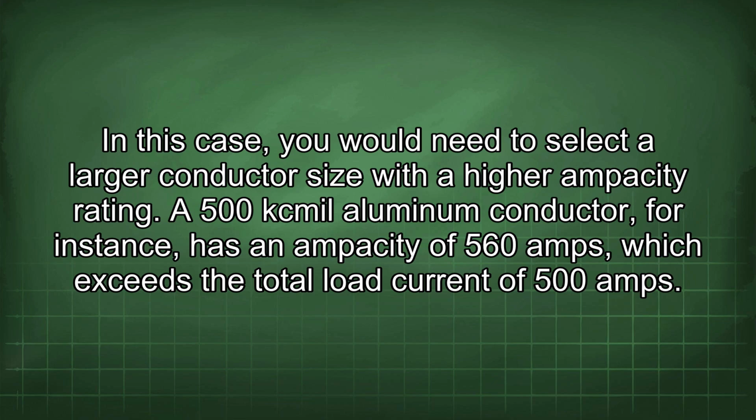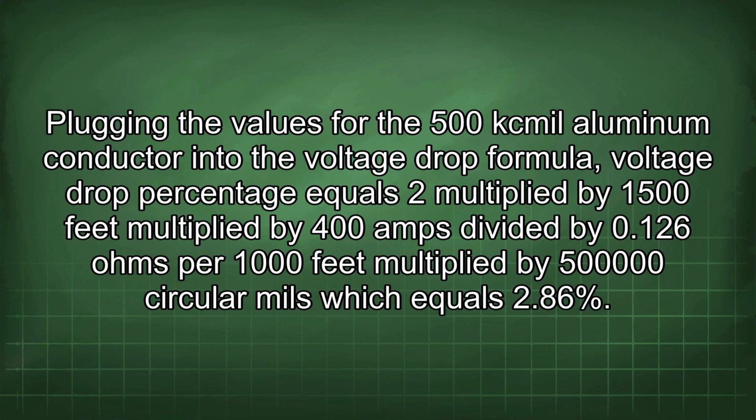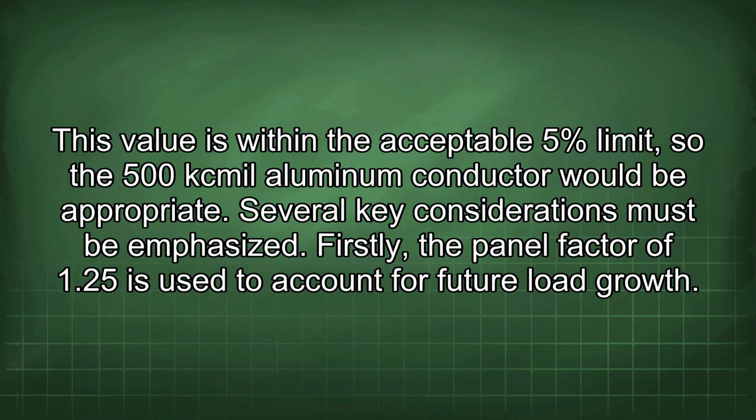Plugging the values for the 500 kcmil aluminum conductor into the voltage drop formula, voltage drop percentage equals 2 multiplied by 1500 feet multiplied by 400 amps divided by 0.126 ohms per 1000 feet multiplied by 500,000 circular mils, which equals 2.86%. This value is within the acceptable 5% limit, so the 500 kcmil aluminum conductor would be appropriate.